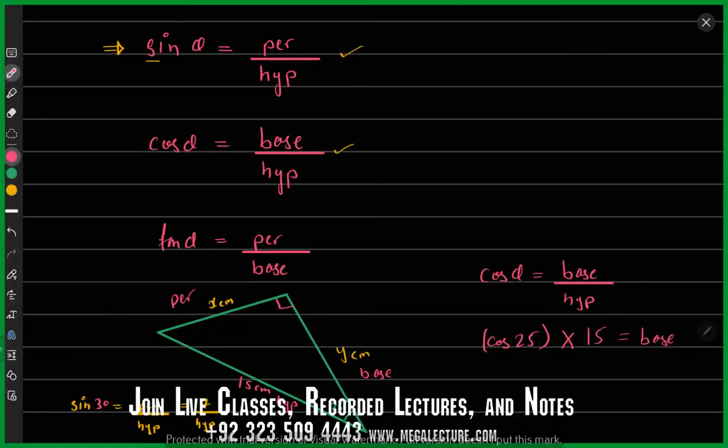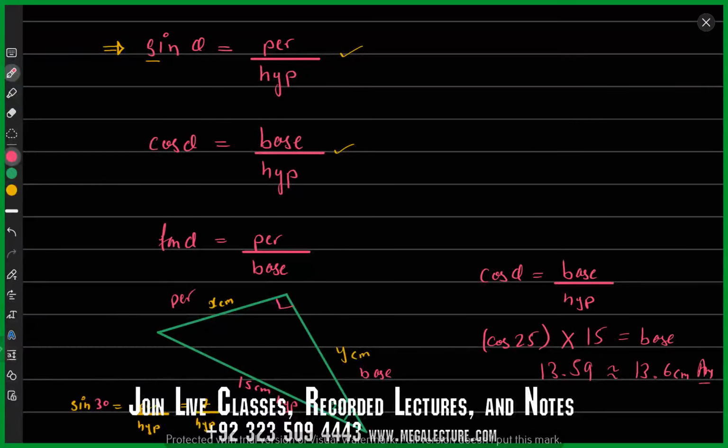Use your calculators. Cos 25, bracket close, and then multiply it by 15 and this is going to give you 13.59. You can also write it as 13.6 centimeters and this is the correct answer. Very good, Taha, Kabir, well done. Okay, now these are the three helping equations that we use in this case.